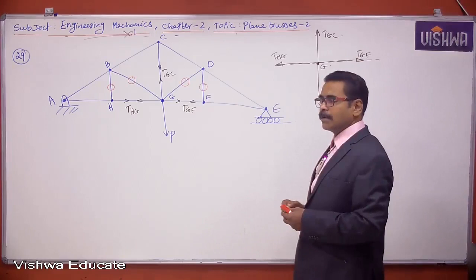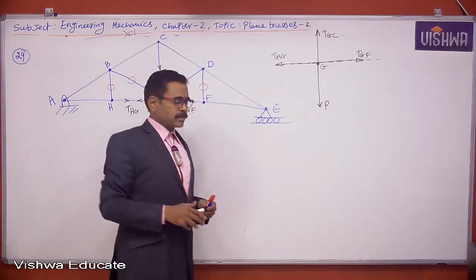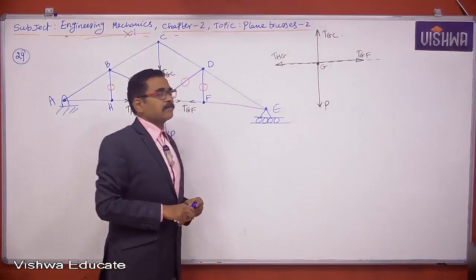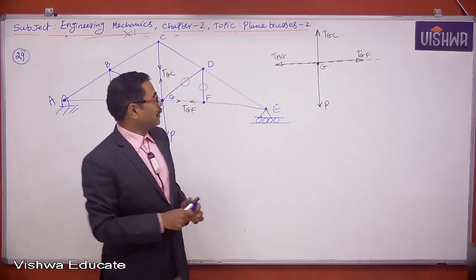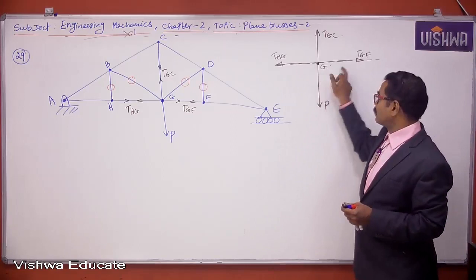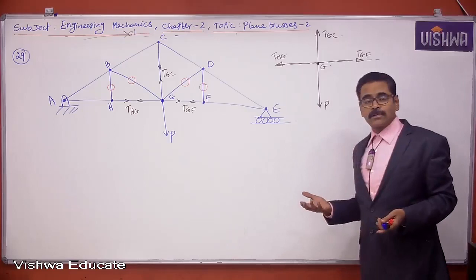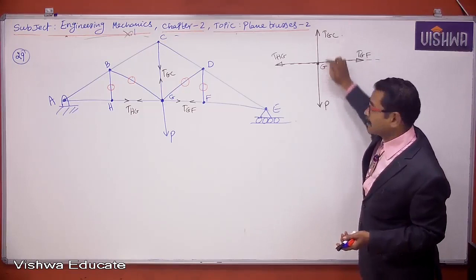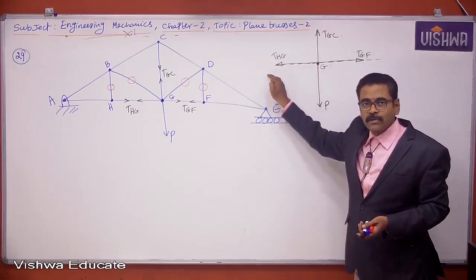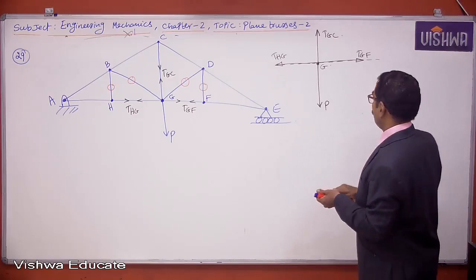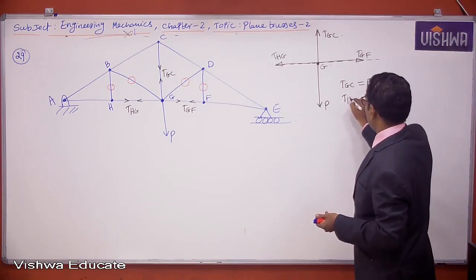About joint G, four forces are acting: P, TGF, TGC, and THG. Out of these four forces, these two are collinear, and these two are collinear, nothing else is there. So directly we know if any structure is in static equilibrium, sum of downward force is equal to sum of upward force. So P and TGC will be equal. Similarly, sum of rightward force is equal to sum of leftward force. Definitely TGF should be equal to THG. So straight away you can write TGC is equal to P and THG is equal to TGF.